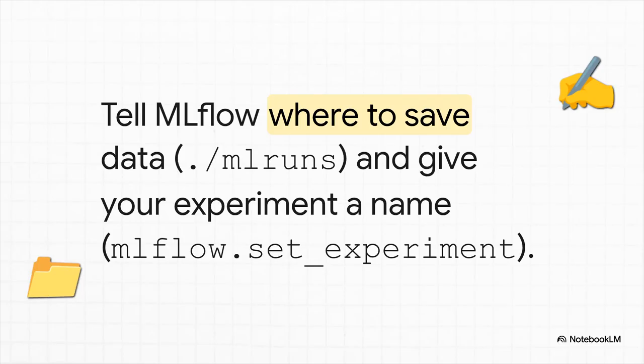Okay, first step in your Python script, you have to tell MLflow 2 things. First, where to save all this good stuff. That's the set_tracking_uri. Here, we're just telling it to create a local folder called mlruns. Second, you give your experiment a name, just to keep things organized.